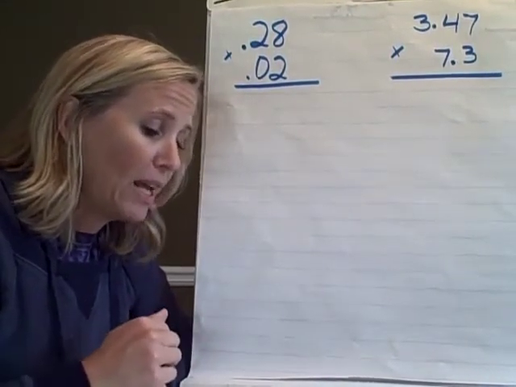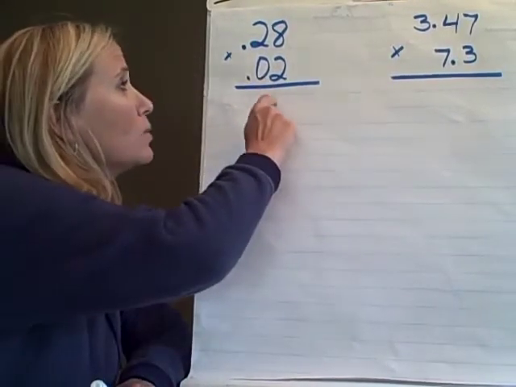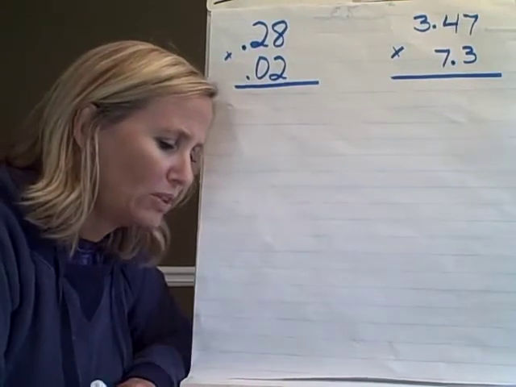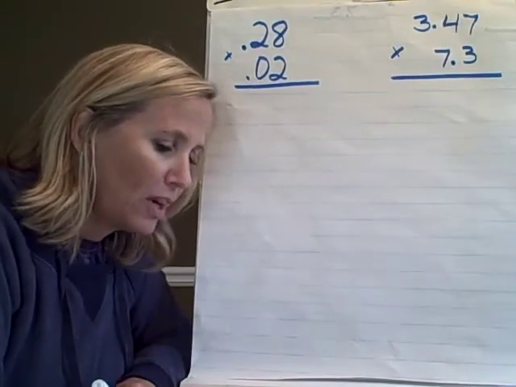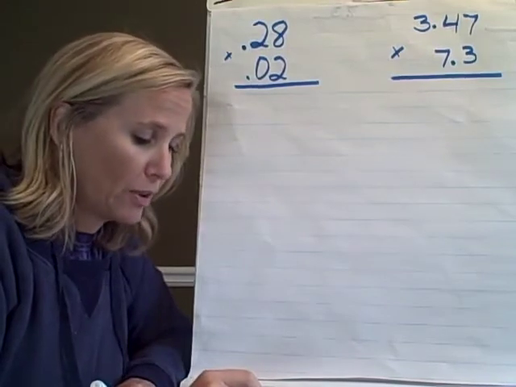Step 5, place your decimal point, and you might need to add zeros close to the decimal to hold the place value. I think that's going to happen in this one. I'm not sure. We'll find out. And step 6, compare to your estimate to see if your product is reasonable. That's why we're going to estimate first.